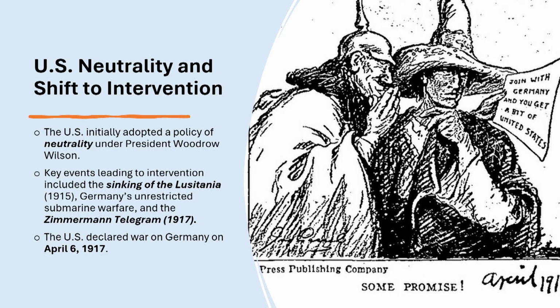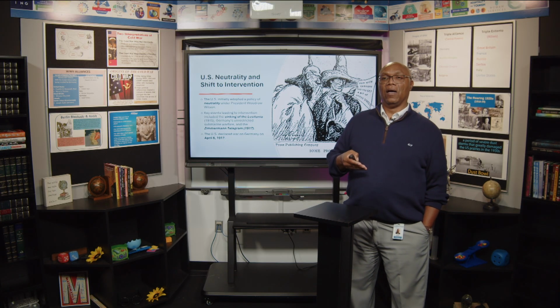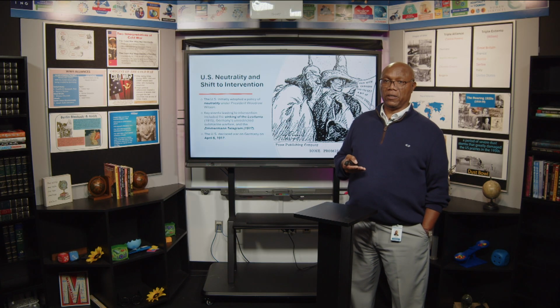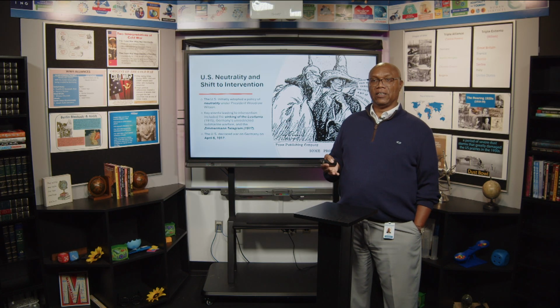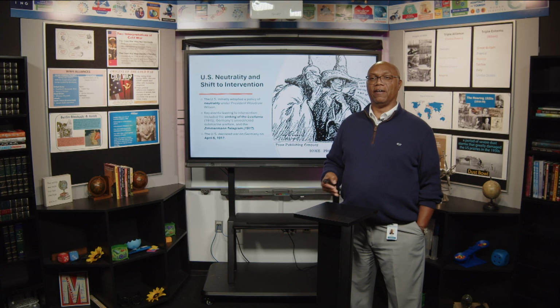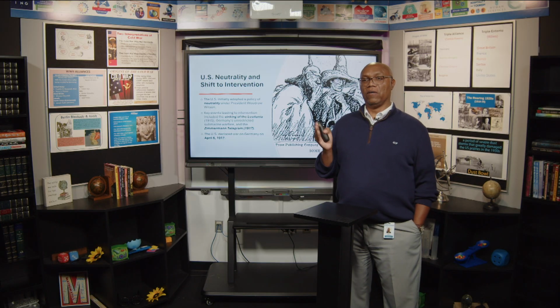You have Kaiser Wilhelm on the left over here, who's whispering in the ear of some of the Mexicans, and what he wants to do is say, join with Germany, you'll get back a bit of the United States. All of that land that had been gained by the United States from the Mexican Cession, places like California, parts of Utah, parts of New Mexico, were promised back to Mexico if they would intervene in the war on the side of Germany. The United States finds out about it, and it pushes America even closer toward war.